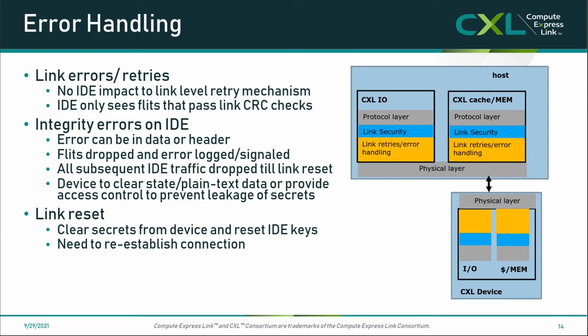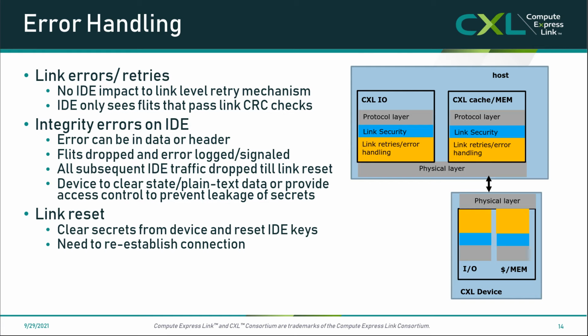Okay, let's move forward and talk a little bit about how link errors are handled. The baseline link error handling: the link CRC protects against any transient errors that happen on the link, things that could be due to electrical or other reasons. And there's a retry mechanism built on top of this CRC that would retry the flit in case a CRC error was detected. IDE has no impact on either the link CRC, because the link CRC is not protected by IDE in any way, or on the link retry mechanism. So from an IDE perspective, these things happen independently, with or without IDE, and IDE only sees flits that have passed those CRC checks, so they are notionally good flits that came on the link.